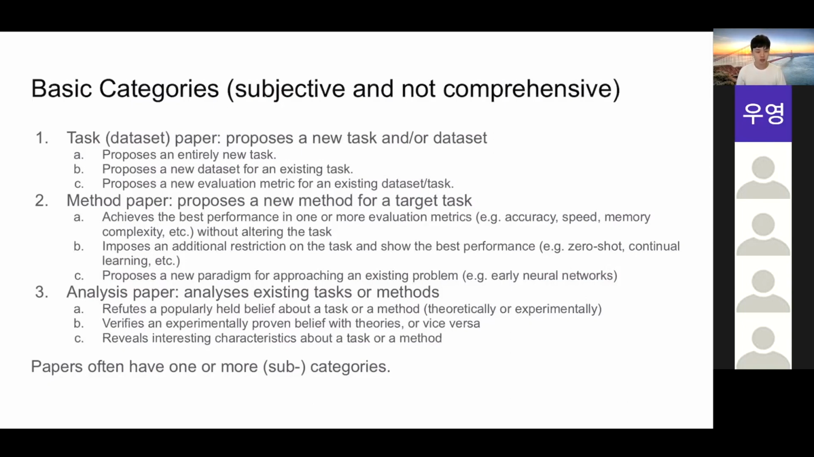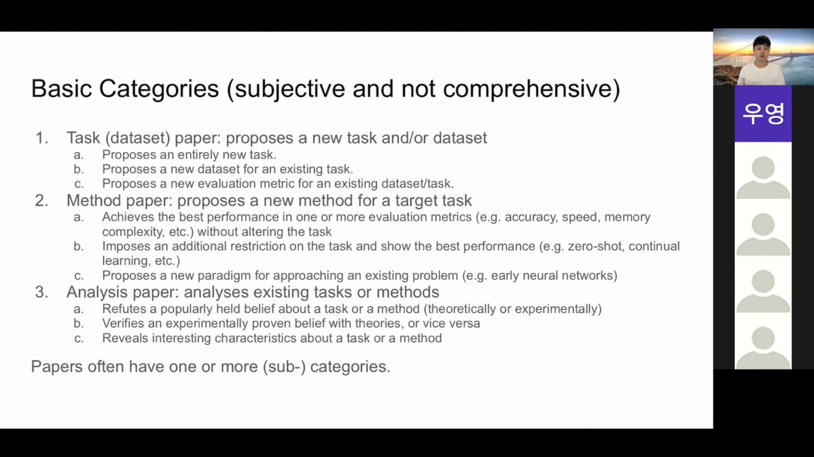2B is that you're imposing an additional restriction on the task and showing the best performance. For instance, in zero-shot or few-shot, you're saying that you don't have many training examples, even though the dataset was not originally meant for that. So maybe you're considering SQuAD as your dataset, but instead of using all those 80,000 training examples, you want to show that even with just 1,000 training examples, you can achieve very good performance compared to other methods that only used 1,000 examples. And of course, your performance might not be better than or comparable to models that used the entire dataset. So you cannot really say that it has achieved the best performance without altering the task.